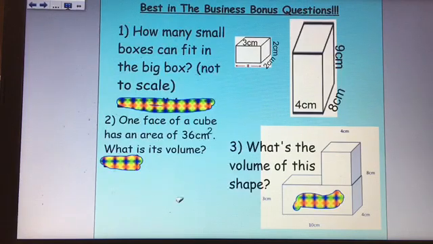Okay, so here we go then. It's time for your best in the business bonus questions. So press pause now to crack these on your own.